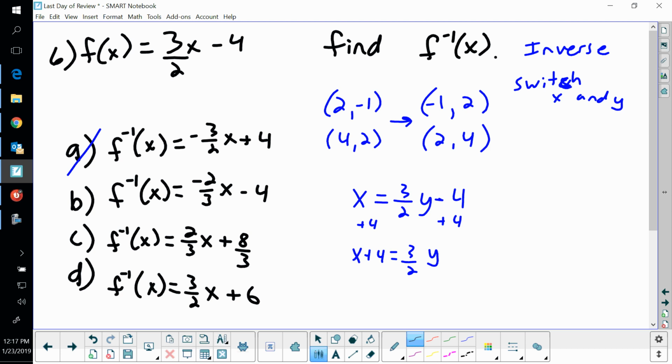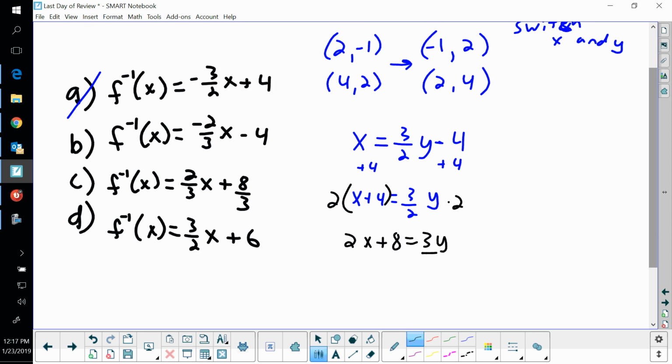Personally, I like to do this in 2 steps. The opposite of dividing by 2 is multiplying by 2. We just have to make sure we multiply everything by 2. So we would get 2x plus 8 equals 3y, because the divide by 2 and multiply by 2 wipe each other out. And then we've just got to divide everything by 3. So we have 2/3 x plus 8/3 is equal to y. And that y is really our inverse, so notice that matches choice C.